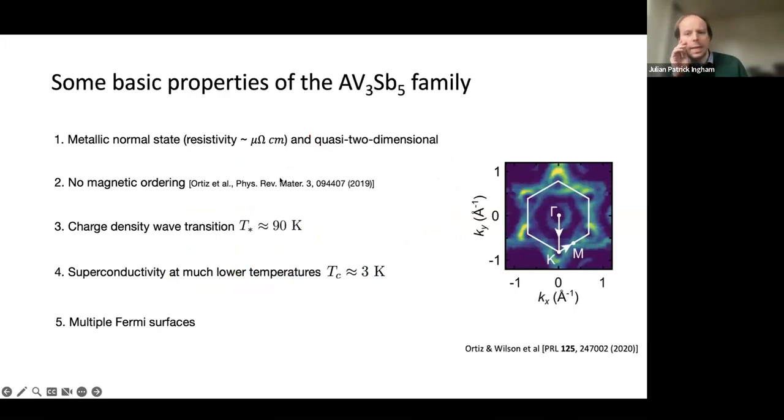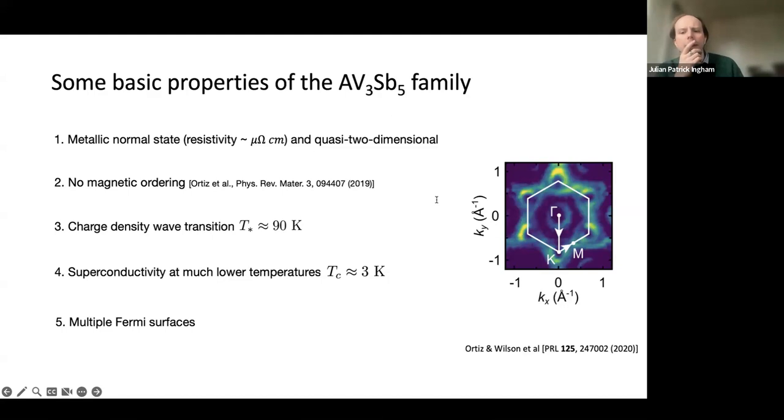So these materials are metallic, first of all, exhibiting resistivities of the order of micro-ohm centimeters. They're quasi-two-dimensional, as can be seen by the fact that the in-plane resistivity is 600 times smaller than the out-of-plane resistivity. They don't order magnetically, and they exhibit a charge density wave somewhere around the 100 Kelvin mark, differing slightly between the different choices of alkali metals.